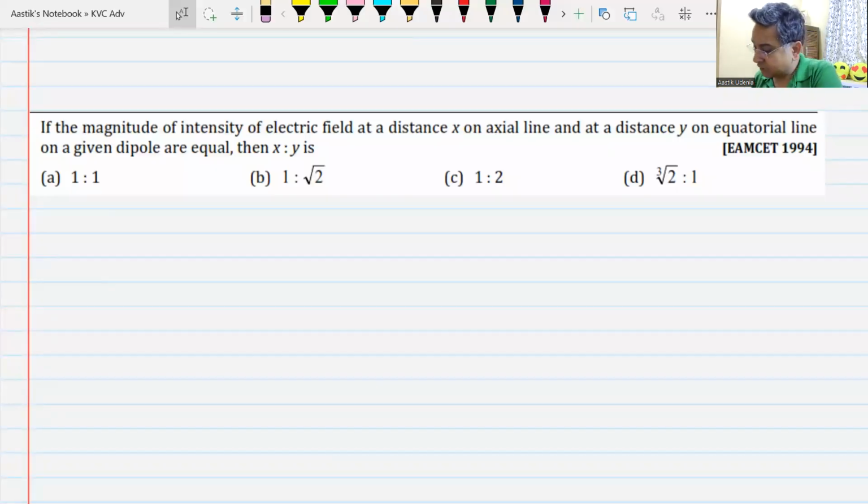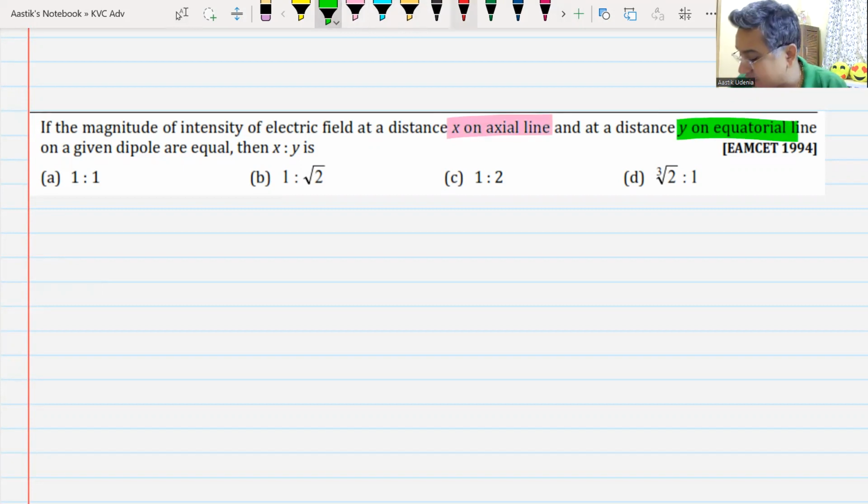So, electric field at a distance of x on the axial line, I have given you the formula. Electric field at a distance of y on the equatorial line, I have also given you the formula. You cannot solve it from there. It's a shame for you. It's a shame for me.